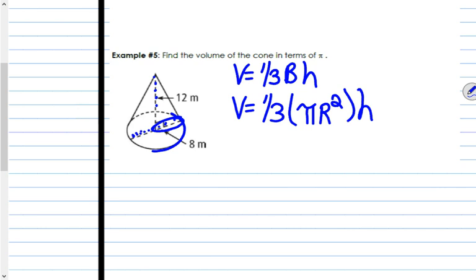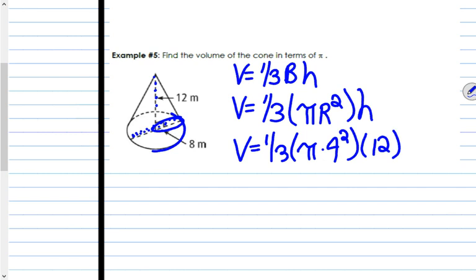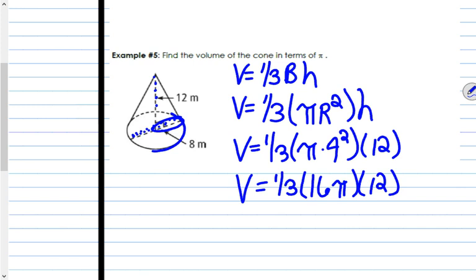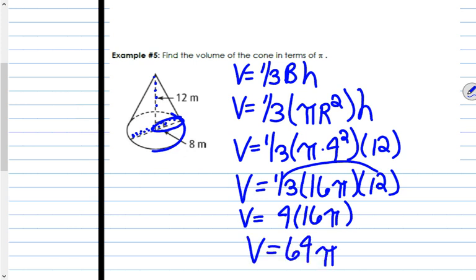Since they gave us the whole dotted line, we'll need to assume the diameter was 8. That's what I get for going so fast. So 1/3 pi times the radius, which is 4 squared, times the height of the whole solid, 12. My apologies, but we're back to this point. So volume equals 1/3 of 16 pi times 12. 1/3 of 12 is 4, so volume equals 4 times 16 pi. Volume equals 64 pi meters cubed.